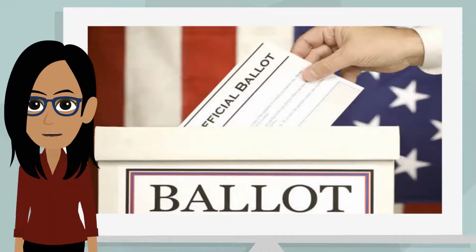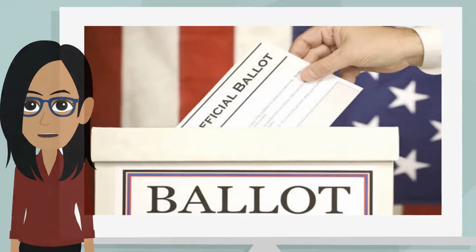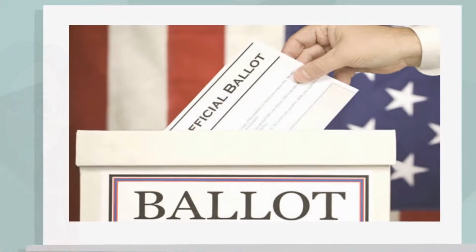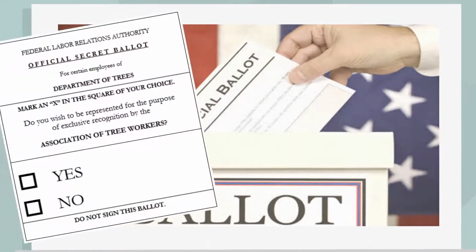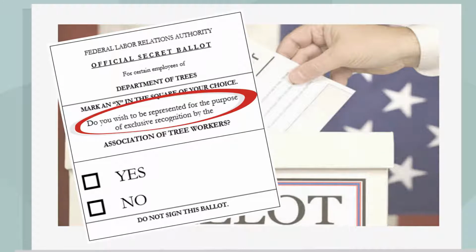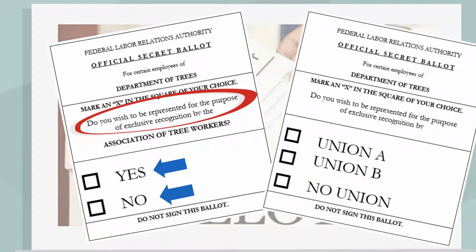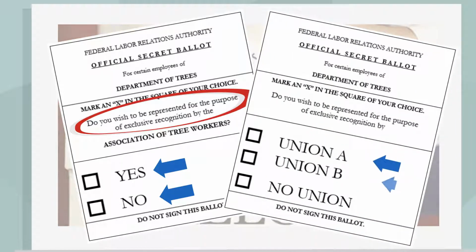So what does a ballot look like? A simple election with only one union on the ballot has one question. Do you want to be represented by Union X for the purpose of exclusive representation? The choices are simple, yes and no. If there is more than one union on the ballot, each union will be listed as a separate choice, as well as a checkbox for no union.